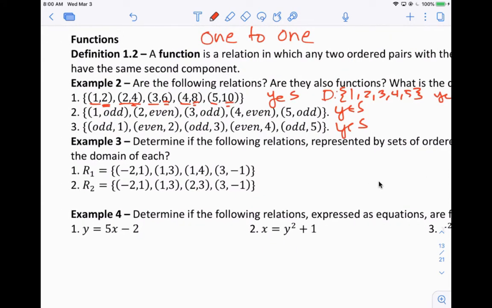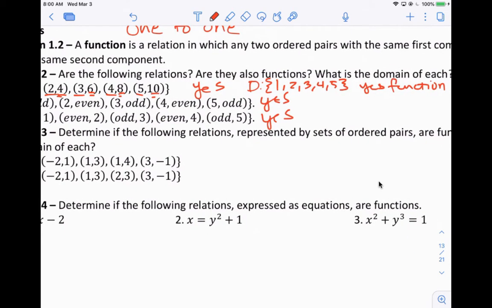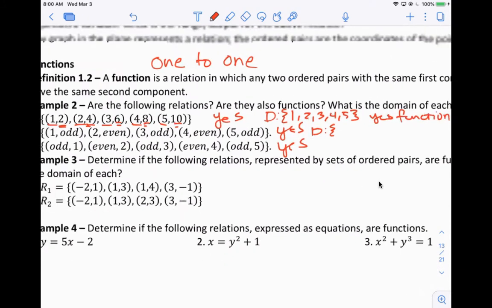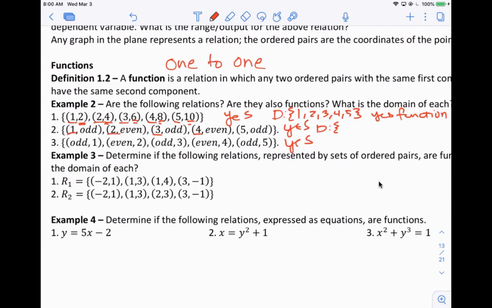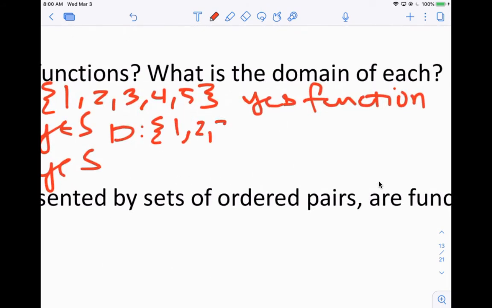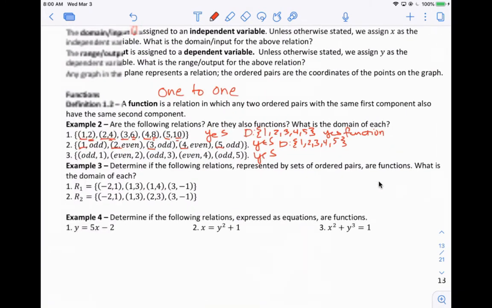So the second one is also a relation. What's the domain here? The domain looks to be about the same. So again, curly bracket, we look at all those input values. 1, 2, 3, 4, 5 seem to be the things that are in. Notice I'm not writing 1 to 5 because that's not true. A 2.5 is not in that domain. So I have to be very specific. 1, 2, 3, 4, 5. That's it.